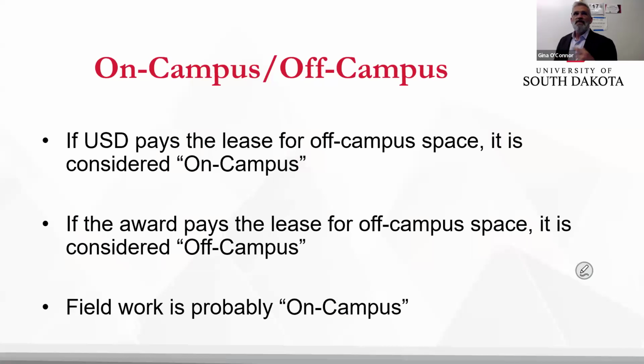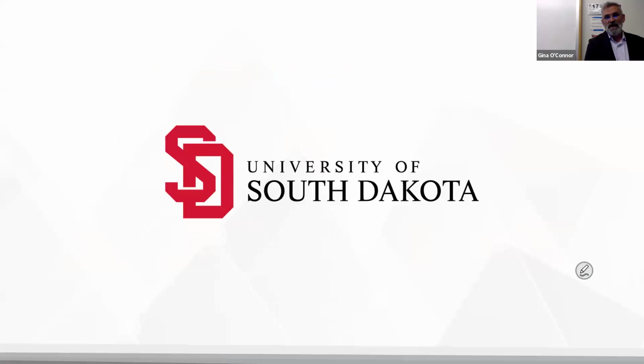And most of the time, field work, even though that's not occurring here on the campus, would still be considered on-campus research because you're not paying to walk through the national grasslands or whatever it is. You're still bringing those data and ideas back here for calculations and things. So that's the distinction between on-campus and off-campus, and that kind of wraps things up.